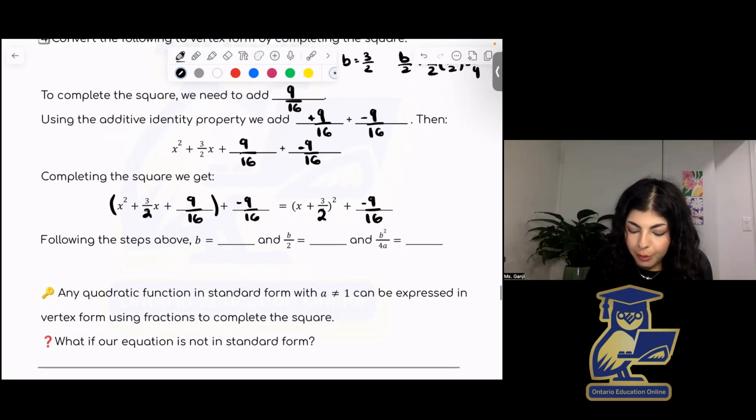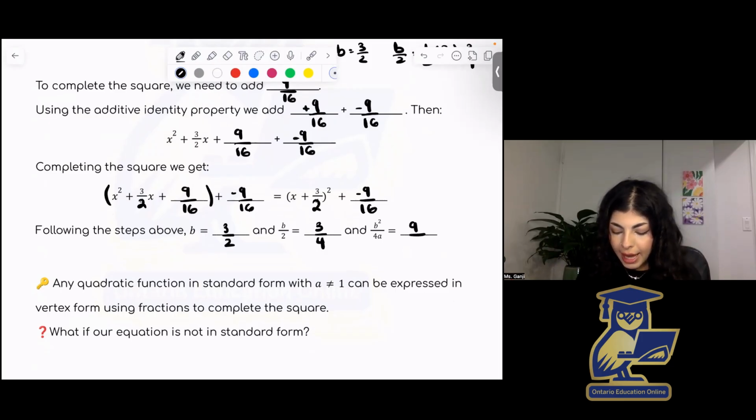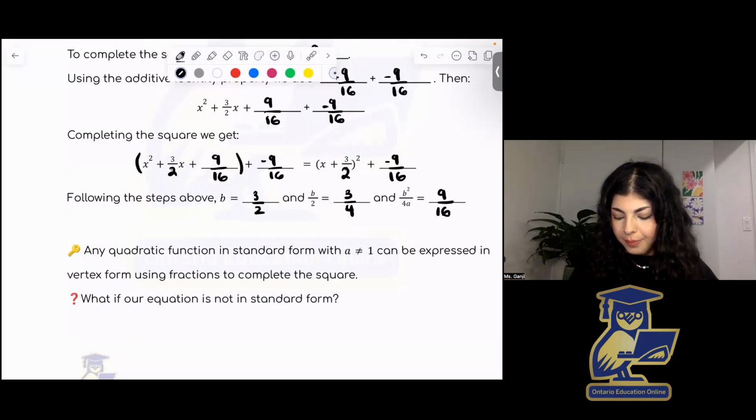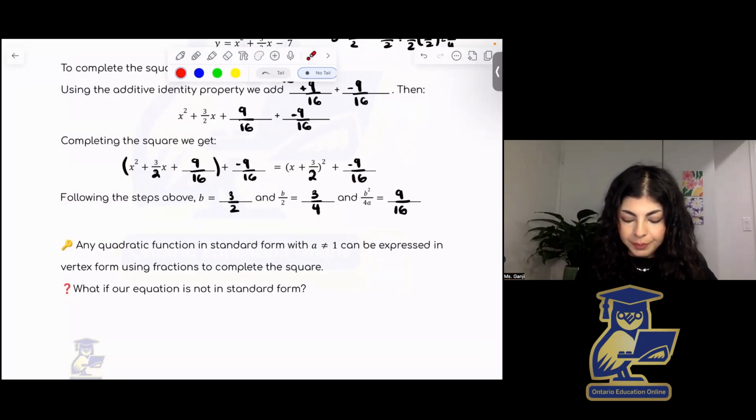And we can just confirm here, b was 3 over 2. And for b over 2, we got 3 over 4. And then we got 9, and for the denominator here, 16 there. Okay. And we're subtracting that, so that's why we get that negative 9 over 16.